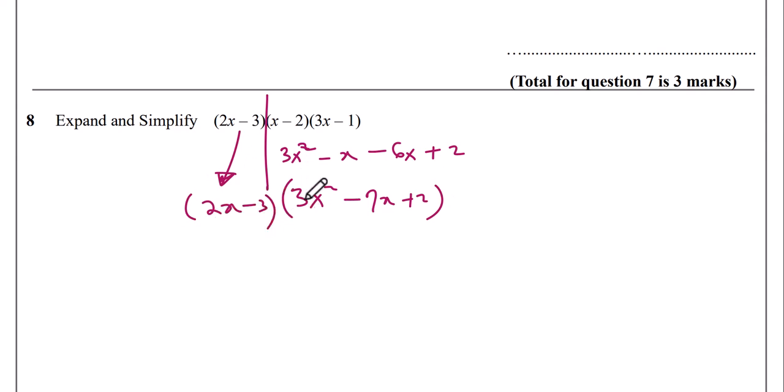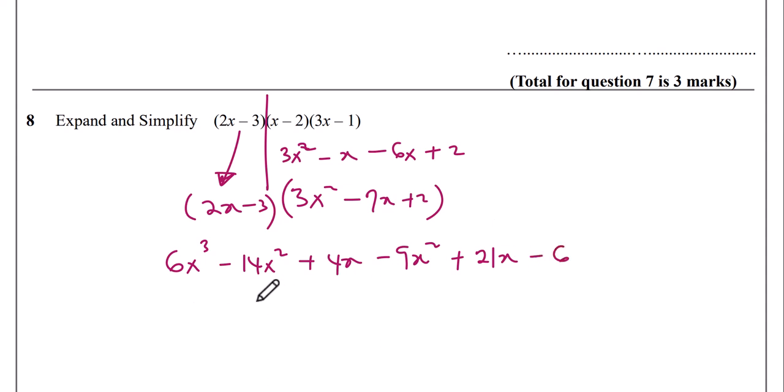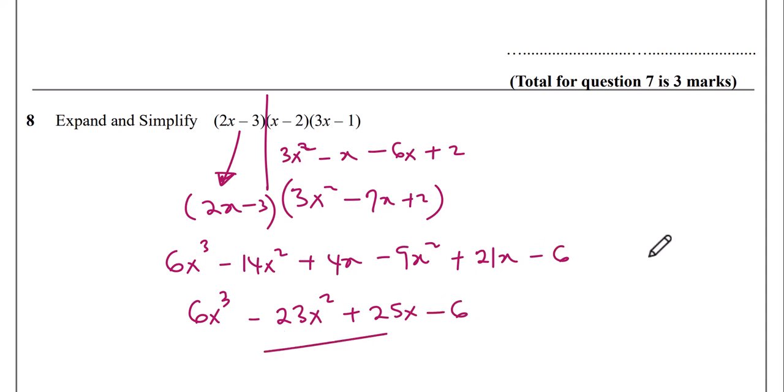And then expand again. 2x times 3x squared, that's 6x cubed, and 2x times minus 7x, that's minus 14x squared, and 2x times plus 2, that's 4x, and minus 3 times 3x squared, that's minus 9x squared, and minus 3 times minus 7x, that's plus 21x, and minus 3 times plus 2 is minus 6. And then try to simplify. So you have 6x cubed, and minus 14x squared minus 9x squared is going to be minus 23x squared, 4x plus 21x, that's 25x, and then you have minus 6 here. Again, this is the result you get when you simplify this triple bracket.